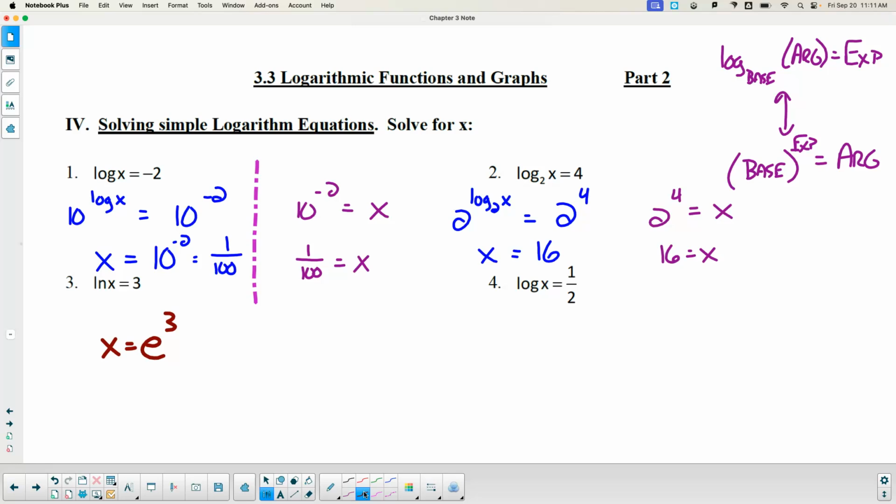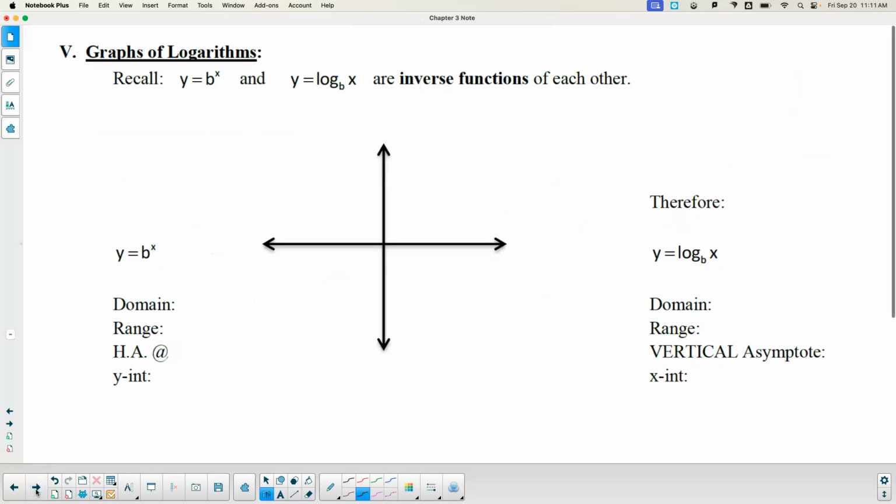Okay. This one should have been x equals 10 to the 1/2 power, or I would also accept the square root of 10. But I'm also okay with 10 to the 1/2. Questions, comments, concerns, clarifications? All right, let's do this. Here we go.